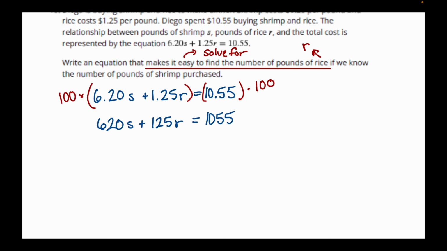So we want to solve for R, which means I would like to get R now by itself. In order to do that, I want to move away any other terms first. So we're going to subtract 620S from both sides. That will leave me with 125R equals 1055 minus 620S. And then R has a coefficient attached to it, so we want to divide everything by that coefficient. So divide everything by 125.